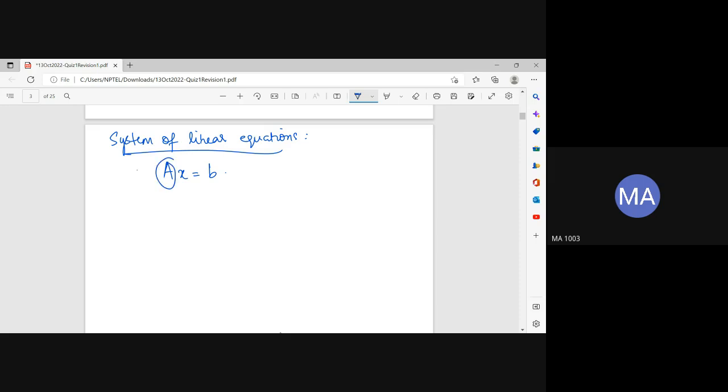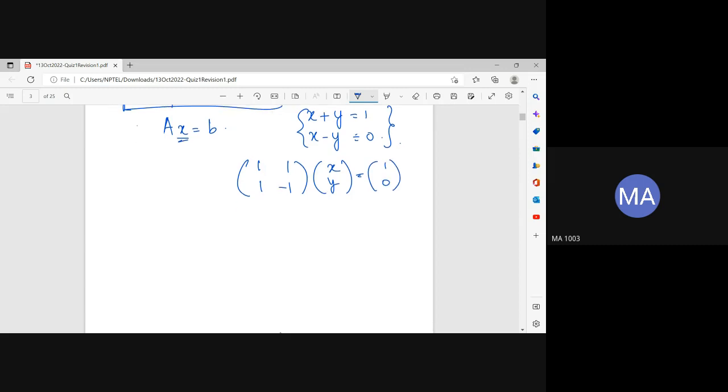What will be the entries of the matrix A? Coefficient matrix. And what will X be? Variables. So if I have, say, two equations in two variables, my coefficient matrix is going to be [1, 1; 1, -1], x, y, and the B vector is [1, 0], right? So this is a representation of this system in the matrix form, Ax is equal to B.